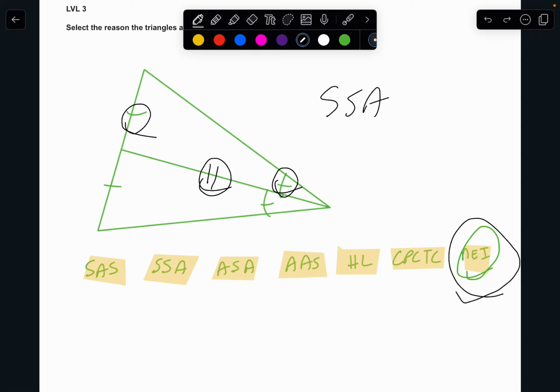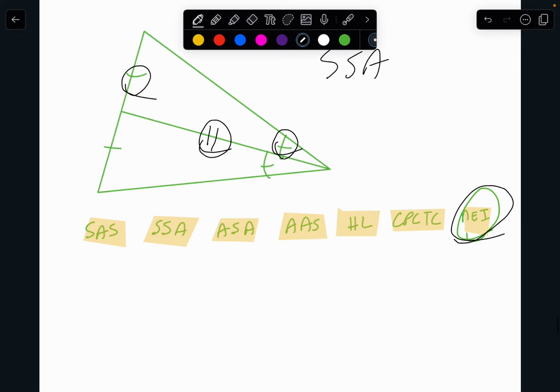If we had a right angle, I guess it would still be side, angle, side because we don't have the hypotenuse. But yeah, it's got to be NEI. Not enough.